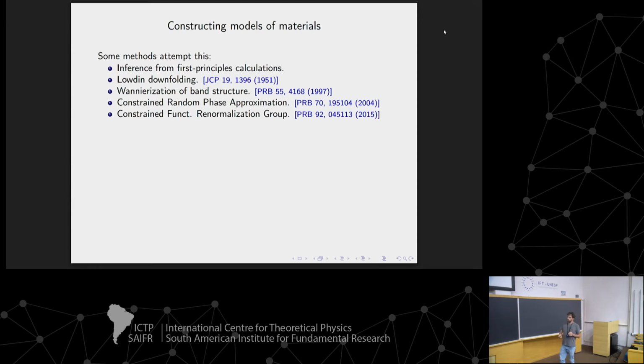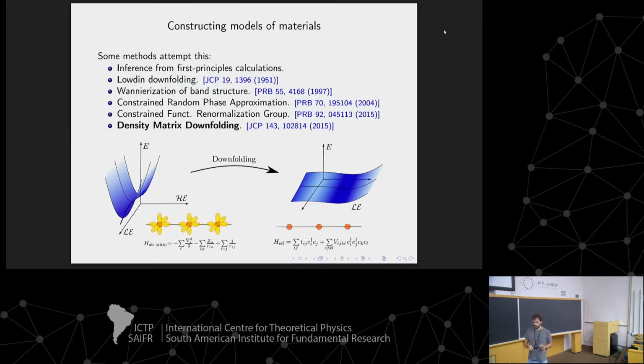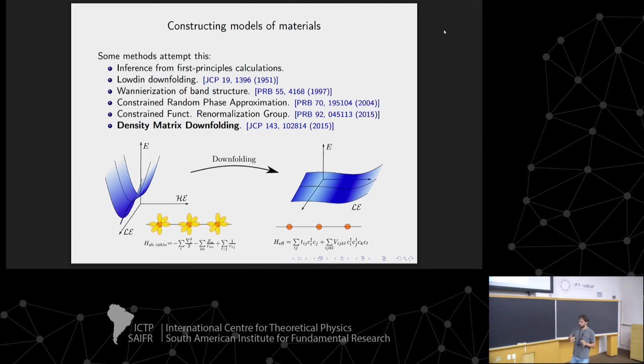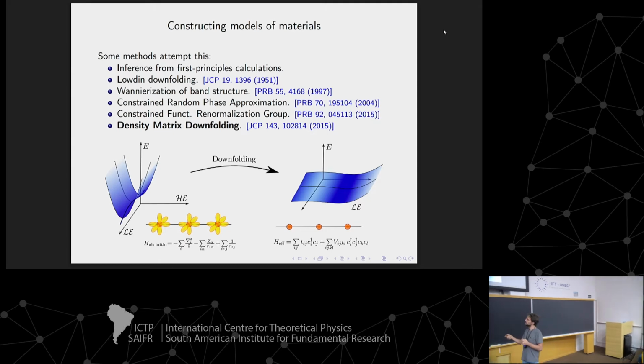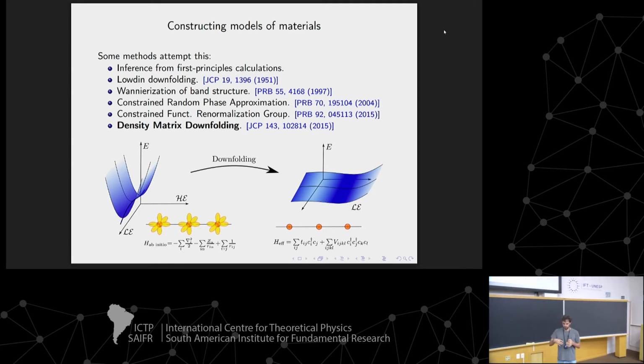Right, our technique that we call density matrix downfolding, we call it that because essentially we use density matrices to construct this effective model. The idea is that we are going to be sampling the low energy space of our system with ab initio techniques and then try to use these density matrices to construct an effective model that matches the ab initio system in this region of low energy.